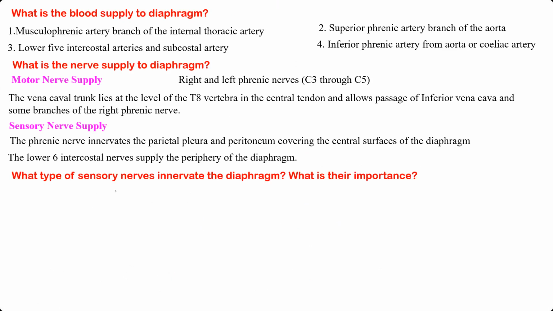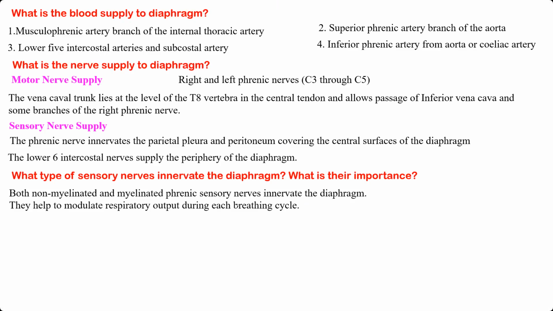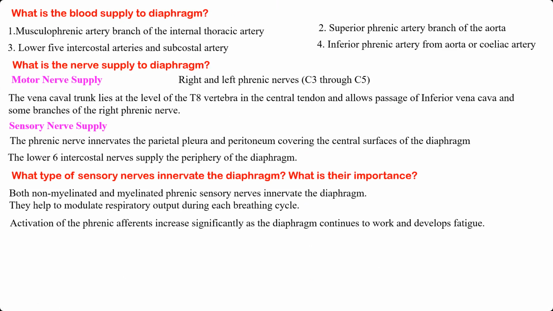Why? What type of sensory nerves innervate the diaphragm, and what is their importance? So we know that motor supply is important for contraction and relaxation, but why are sensory nerves also supplying a muscle? That is because both non-myelinated and myelinated phrenic sensory nerves are there, and they help to modulate the respiratory output during each breathing cycle. So this we will see the importance when you read about the control of respiration. And activation of the phrenic afferents significantly increases the diaphragm's tendency to fatigue.